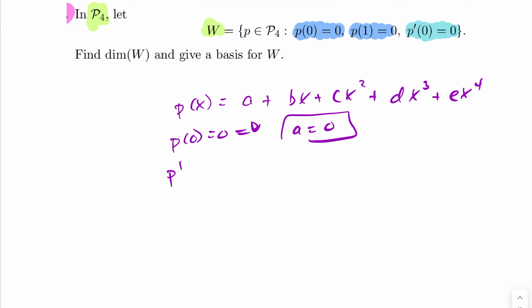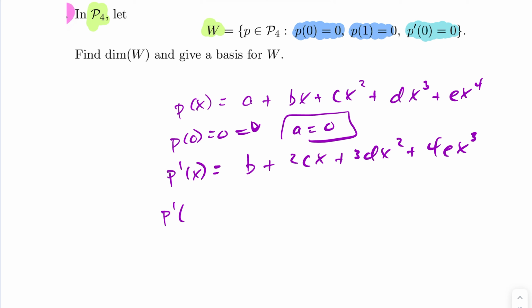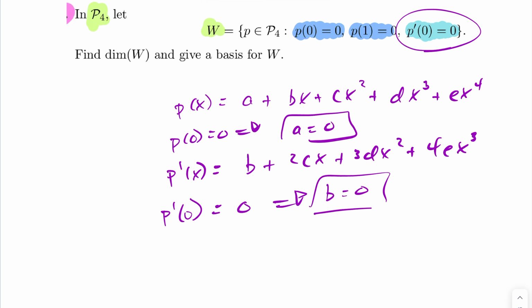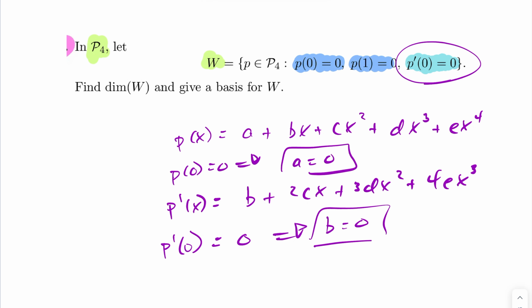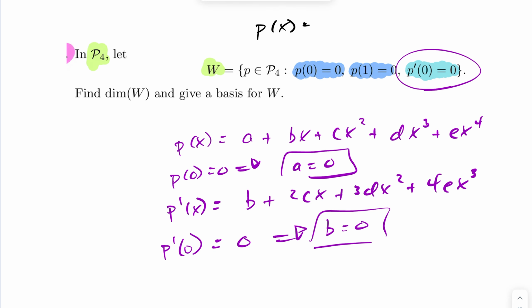What does p prime at x look like? P prime at x in this case is going to be b plus 2cx plus 3dx squared plus 4ex cubed. And I know that the derivative evaluated at 0 is equal to 0. Well, that's going to imply that b is 0. So now I know that a is 0 and b is 0. So if I take a look at my polynomial p at x, I know a and b are 0, so it's going to be cx squared plus dx cubed plus ex to the 4th.